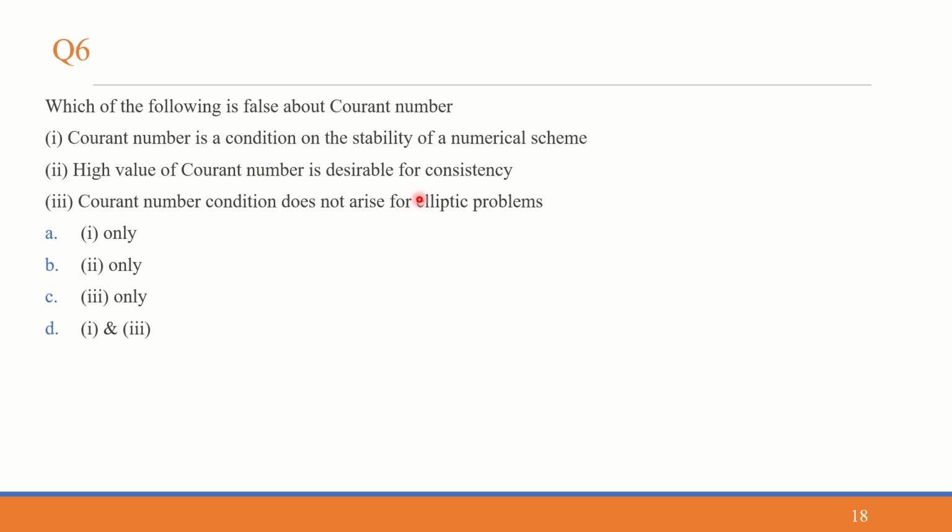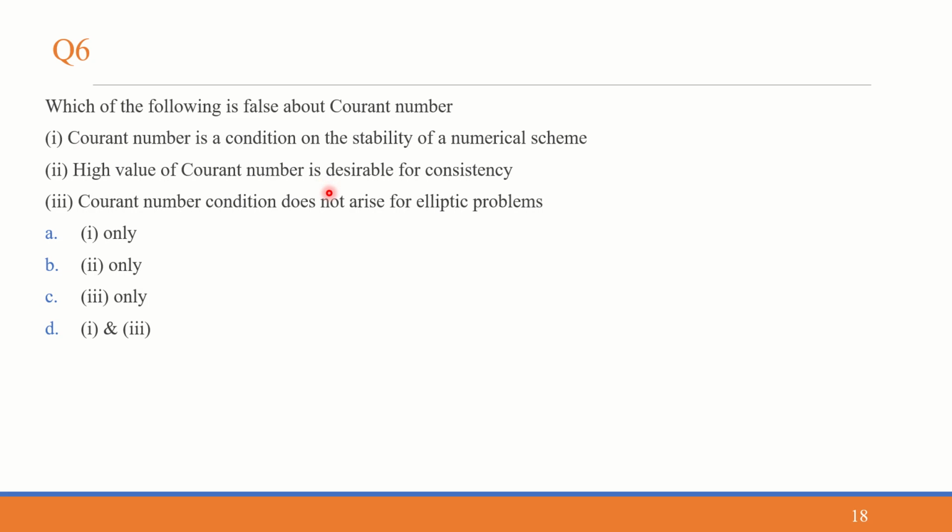Second one, high value of Courant number is desirable for consistency. One thing, the Courant number value is actually dependent on the system applications, so we cannot generalize the value of the Courant number. And second thing, we require a lower value of Courant number in most cases. So we have a critical value exceeding which the system will become inconsistent, it will become unstable, it will become diverging. So the second one is a false statement.